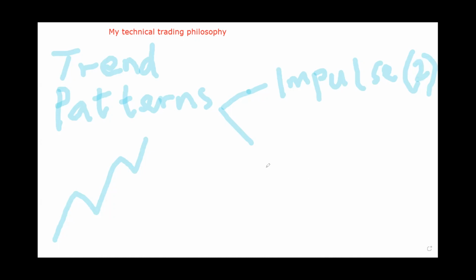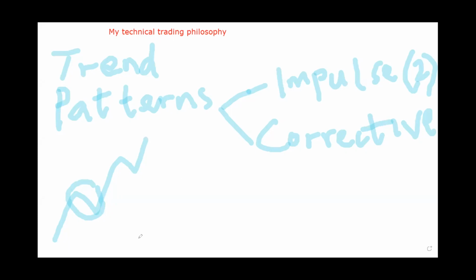Other patterns are what we call corrective patterns. These corrective patterns are the ones that I want to see ending these corrections like this. I really take them more seriously than the impulse patterns, because at the end of a correction, you see an impulse. At the end of a correction, you see an impulse. I always want to be a part of these impulses.